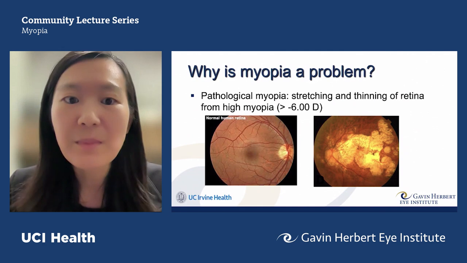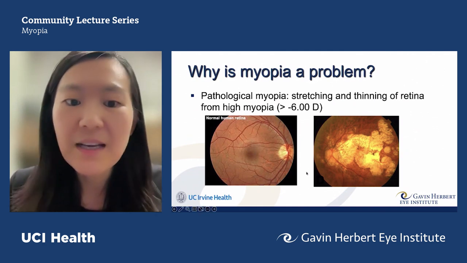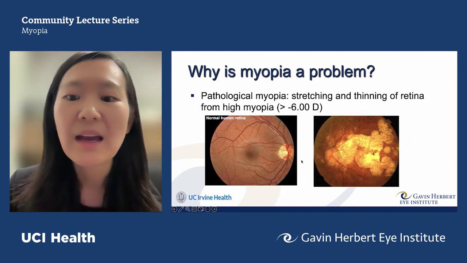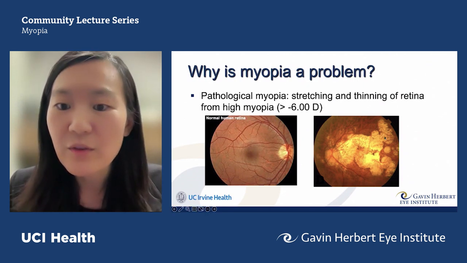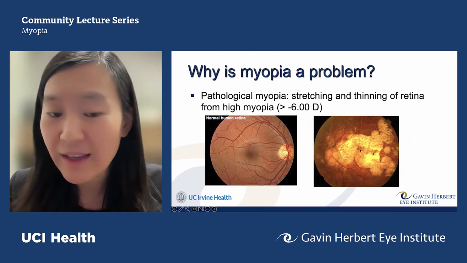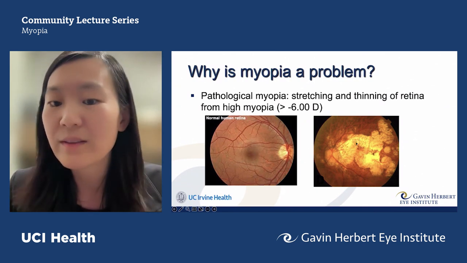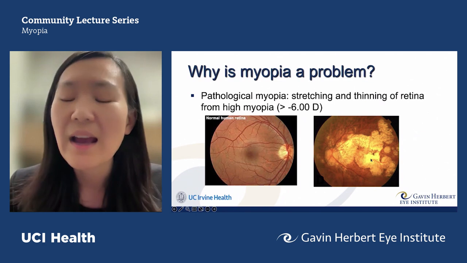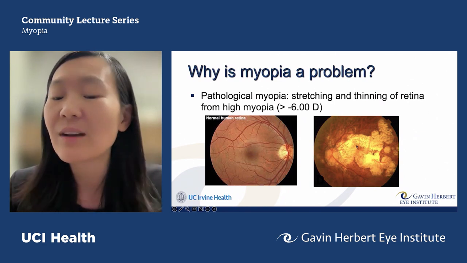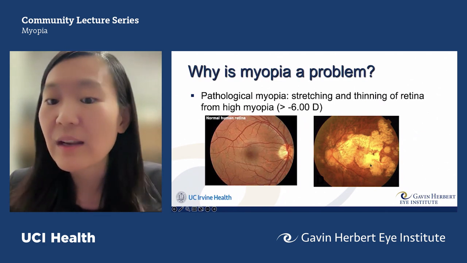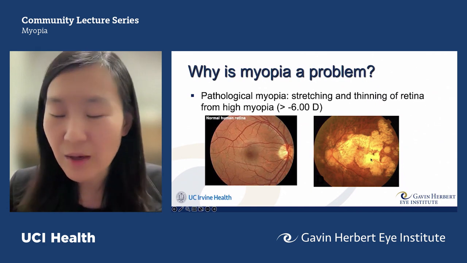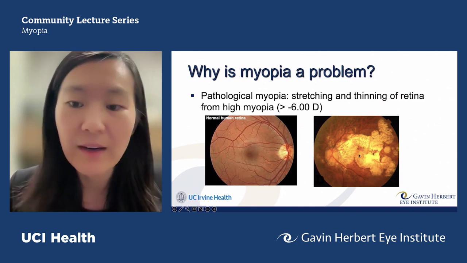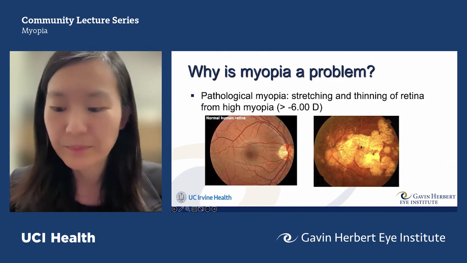We call this pathological myopia. If you look at the picture on the left, this is a normal retina. And the picture on the right-hand side is a pathological myopia, where you can see there are areas where it doesn't look orange anymore. It doesn't look like normal retina anymore. The reason is because it's stretched out. The retina has stretched out so much, it's created little holes. And this will create problems for the child or for an adult when they're older.